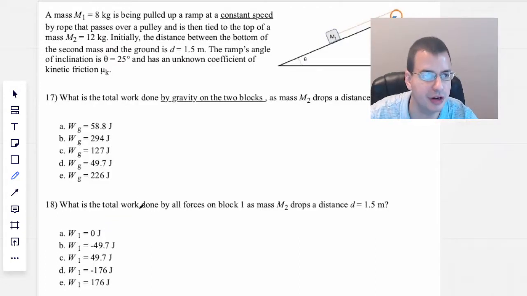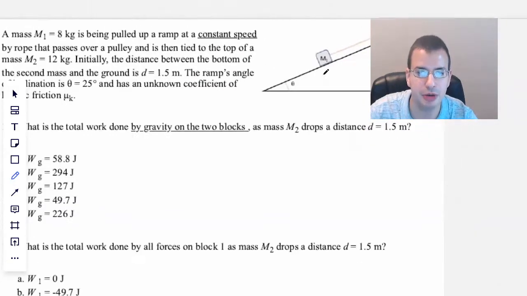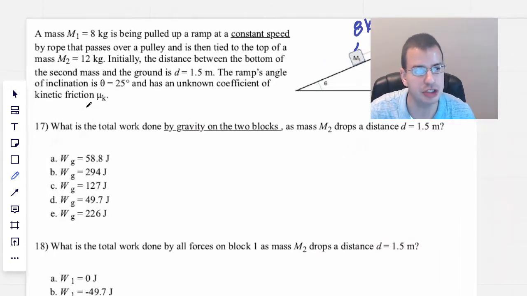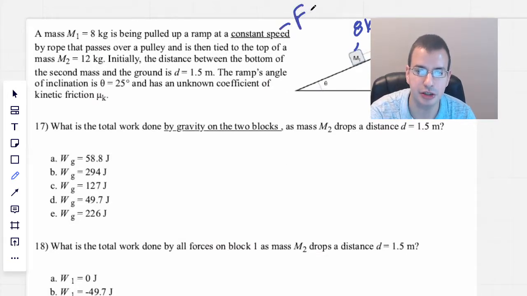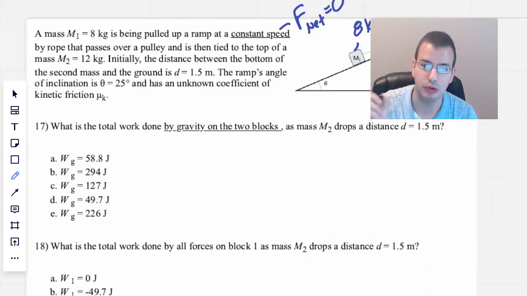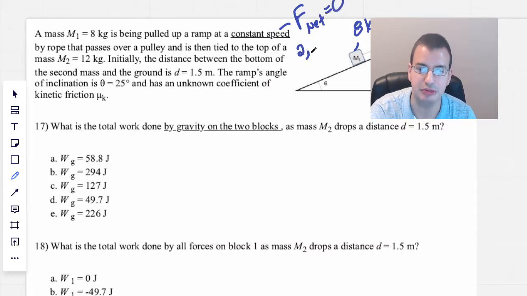A mass, M1, of 8 kilograms is being pulled up a ramp at a constant speed. Is that M1? Yep, that's going to be 1. So it's going to be 8 kilograms, 8,000 grams. Constant speed means that net force equals 0, which means the net acceleration also equals 0.